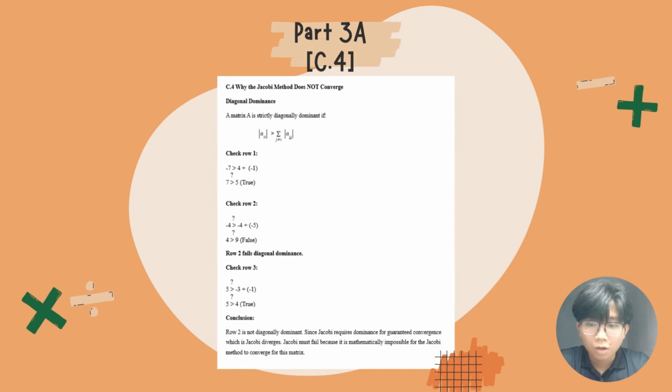For row 1, we check 7 is greater than 5, which is true. For row 2, we check 4 is greater than 9, which is false. So row 2 fails diagonal dominance. For row 3, we check 5 is greater than 4, which is true. In conclusion, since row 2 is not diagonally dominant, the matrix is not strictly diagonally dominant. Therefore, the Jacobi method does not converge, and this divergence is mathematically expected.